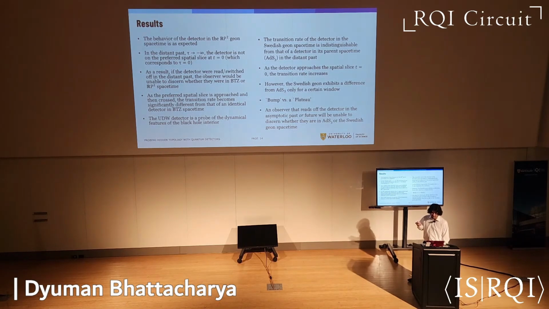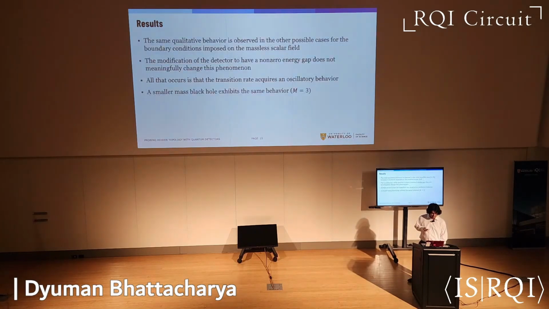So there's a limited window in which our experimenter would be able to differentiate between the 2 spacetimes if he or she was only using the transition rate to differentiate the 2. So in a nutshell, we can characterize the difference as being a bump versus a plateau. And as I said, the same behavior is observed in all possible boundary conditions.